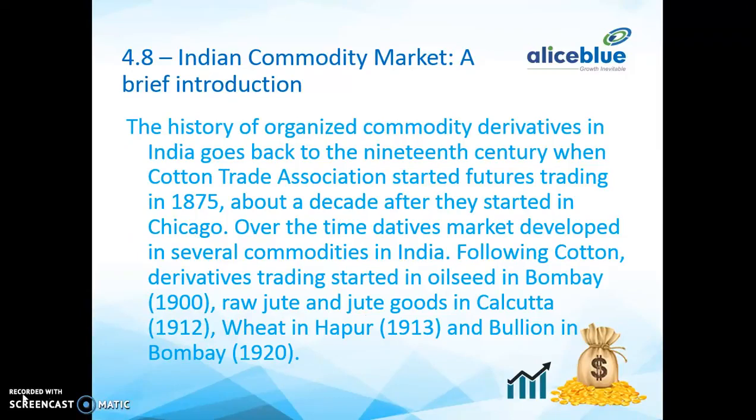A brief introduction on the Indian commodity market. The history of organized commodity derivatives in India goes back to the 19th century when Cotton Trade Association started futures trading in 1875, about a decade after they started in Chicago. Over the time, derivatives market developed in several commodities in India. Following cotton derivatives, trading started in oilseed in Bombay, raw jute and jute goods in Calcutta, wheat in Hapur, and bullion in Bombay.